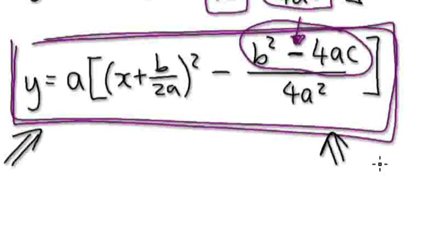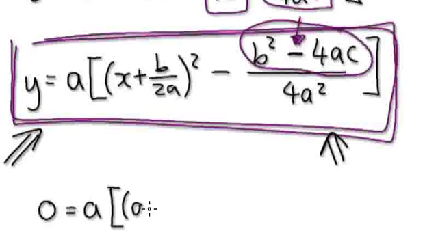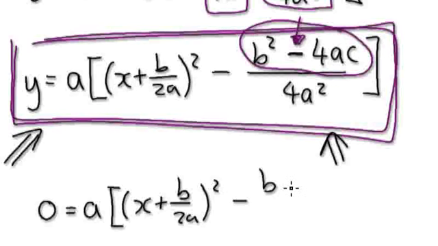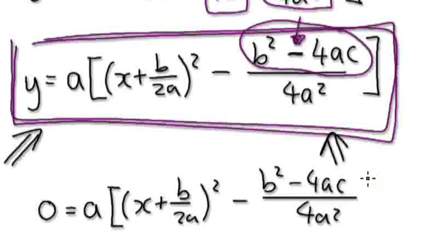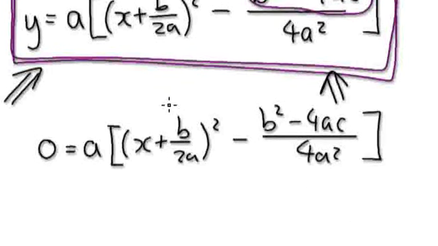From this key stage here, put 0 into the y. So it will be 0 equals a bracket x plus b over 2a squared minus b squared minus 4ac over 4 this here. Now, you're trying to find out the value of x here when y is 0.